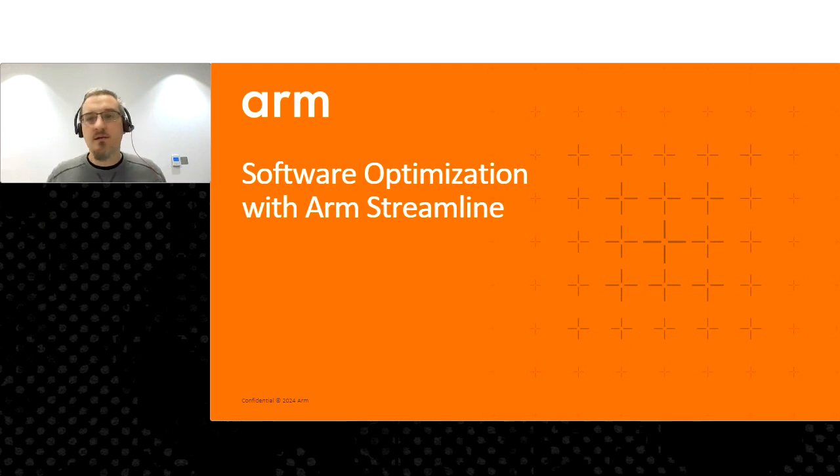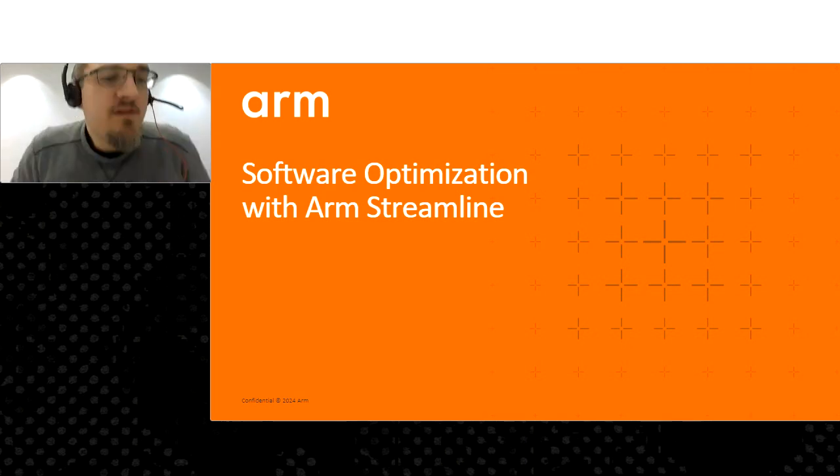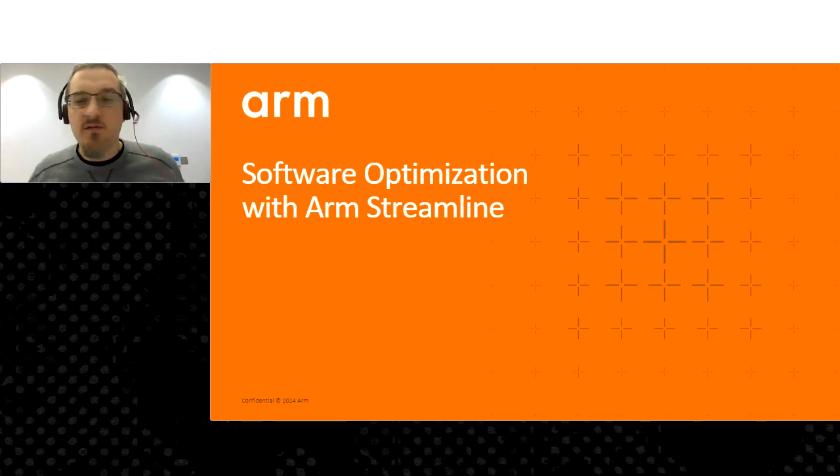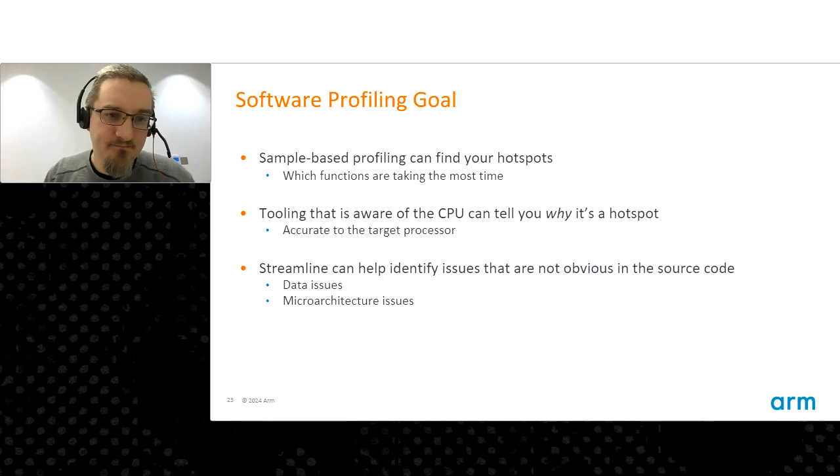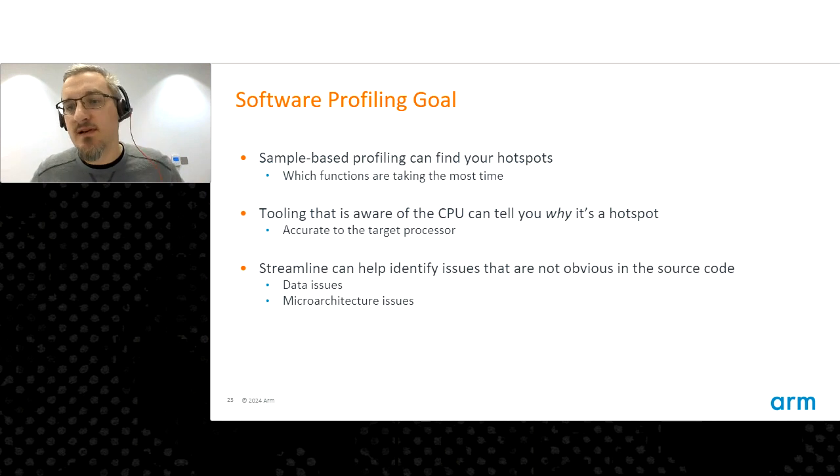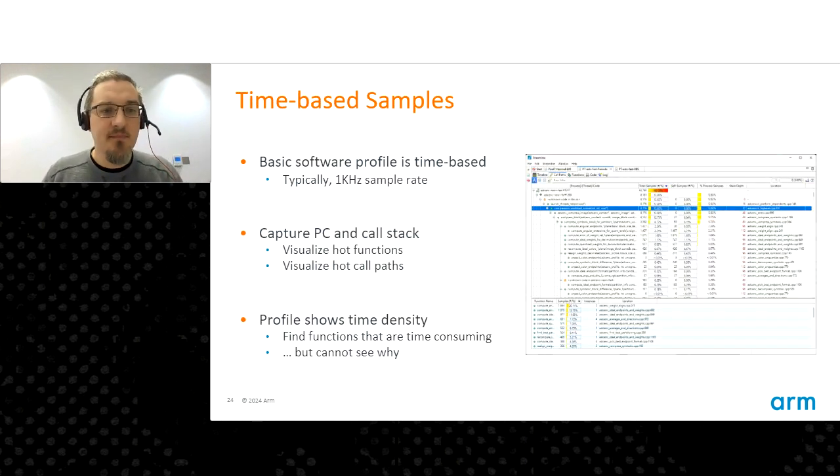So then on to a couple of the case studies. The first one is going to look at software optimization with Streamline. So Streamline's a sampling profiler. We can find hotspots in your code based on samples. And we want to build a tool that is aware of the CPU microarchitecture. Obviously, we're ARM. That's part of the value we can provide. So why is a particular function a hotspot? Not just that it's slow, but why it's slow, because that can give you some hints about what to go and optimize.